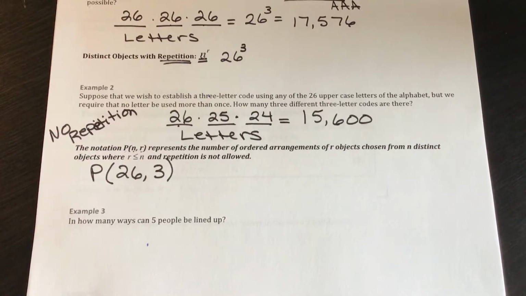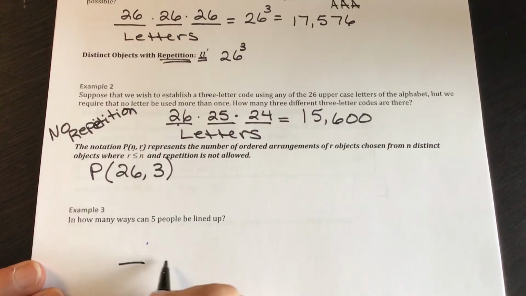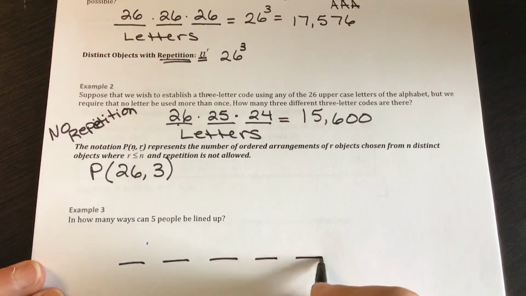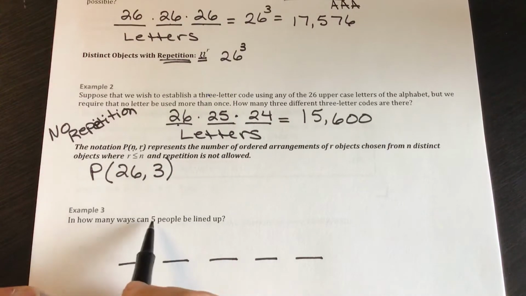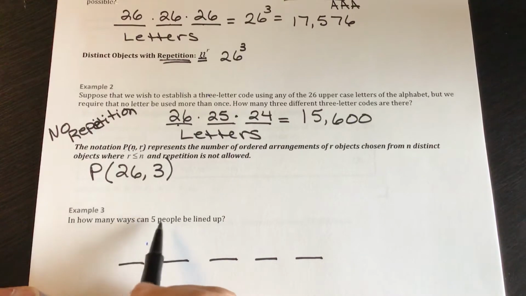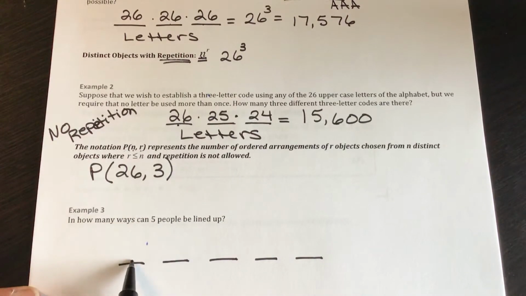In example 3, it says, how many ways can 5 people be lined up? Now, let's think about where they're going to stand on the sidewalk. I have 5 spaces. So if I take Sally and say, okay, Sally, you are the one of the 5 people that is going to stand here first.